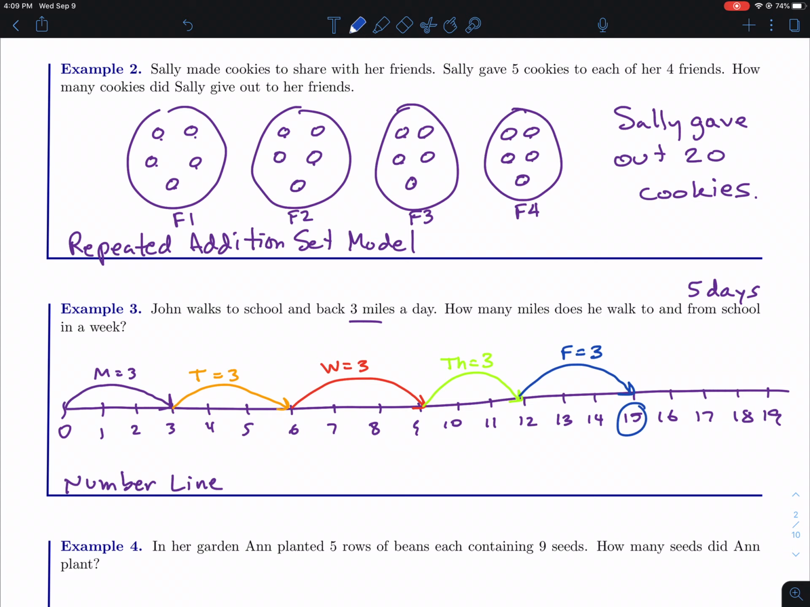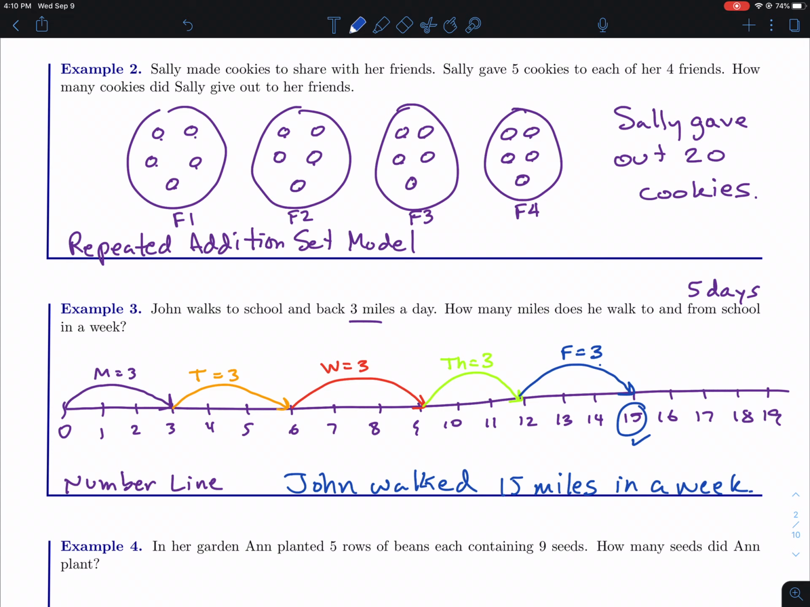Now you can go back and confirm: 3 plus 3 was 6, 6 plus 3 was 9, 9 plus 3 was 12, and then 12 plus 3 was 15. But the good thing is the measurement lands us on the very last spot and we know how many miles they've walked. So in this case, John walked 15 miles in a week.